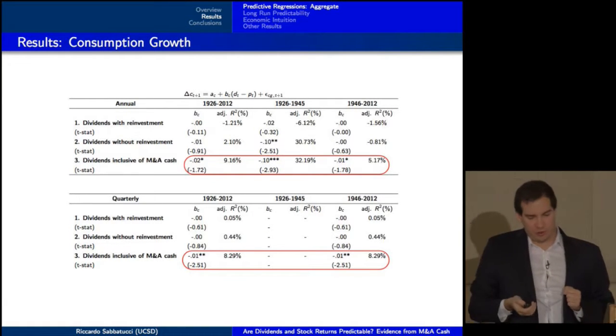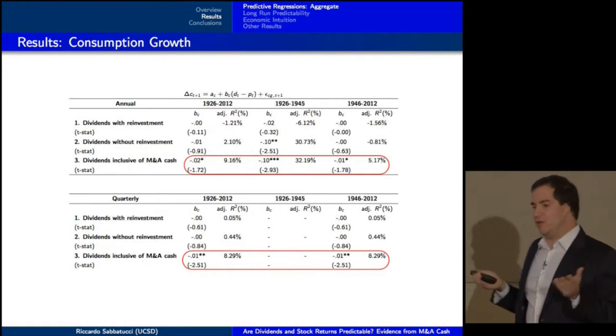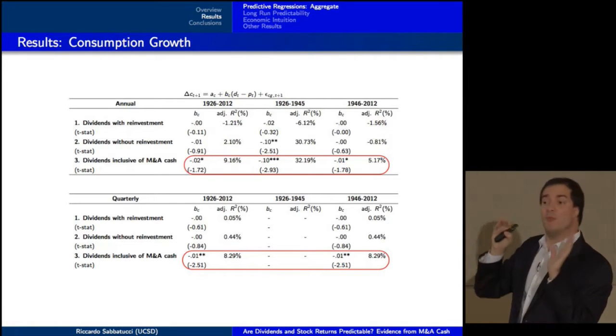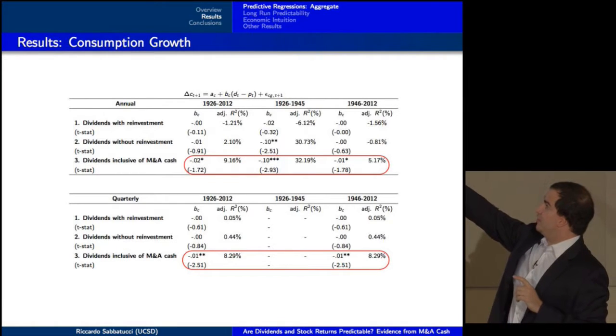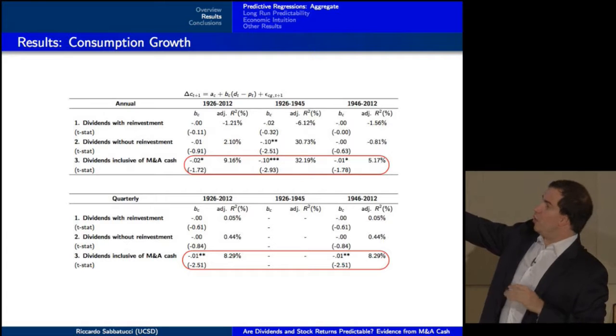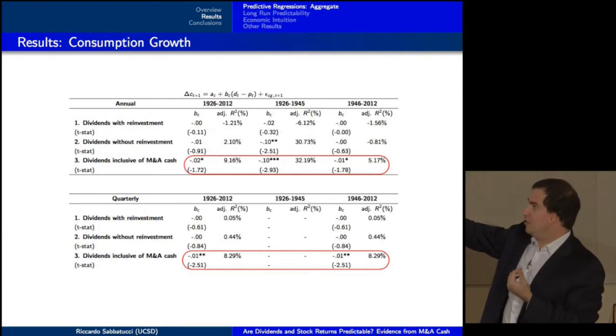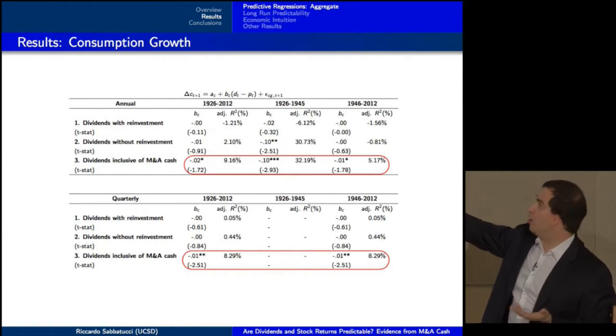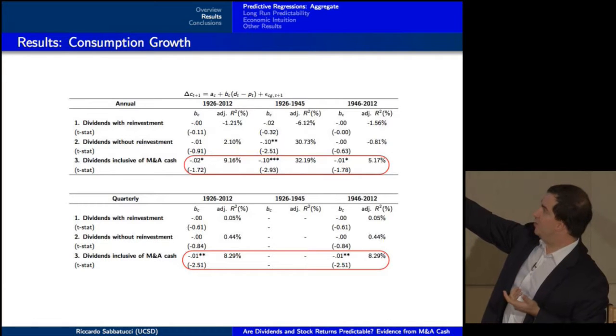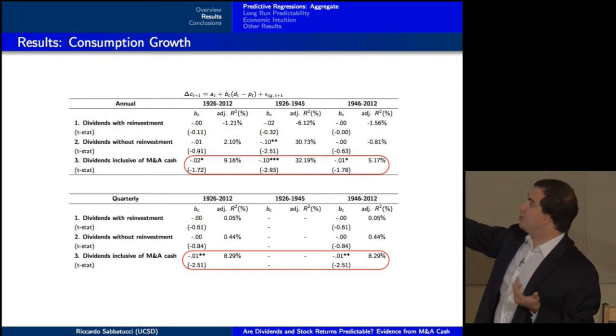What about consumption growth? Consumption growth is often thought to be IID or not predictable by the dividend price ratio. And these results are exactly what we find. When we use the CRSP index extracted dividends, we find that consumption growth is not predictable. Once we include these cash M&A dividends, there is some predictability.